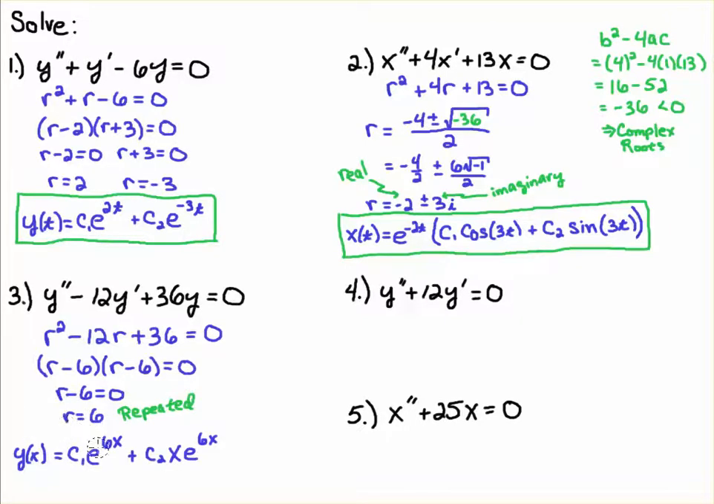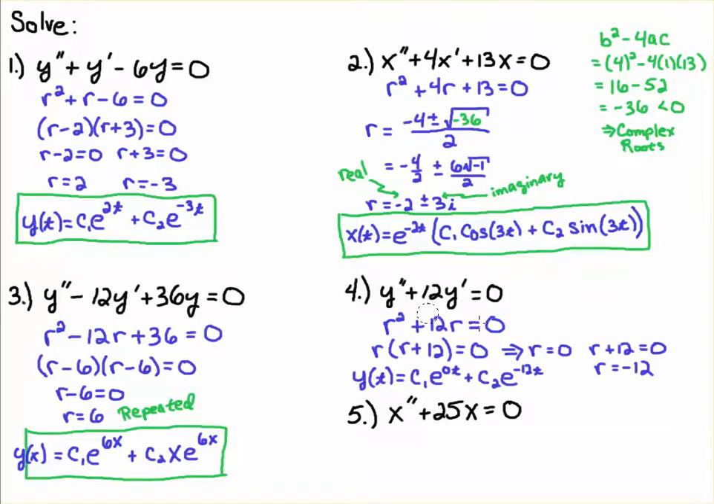So when we write our solution, yes, you might think, oh, is that just going to be c1 e to the 6x plus c2 e to the 6x? Not quite. We multiply this term by an x. And I give a verification of that in a previous video.